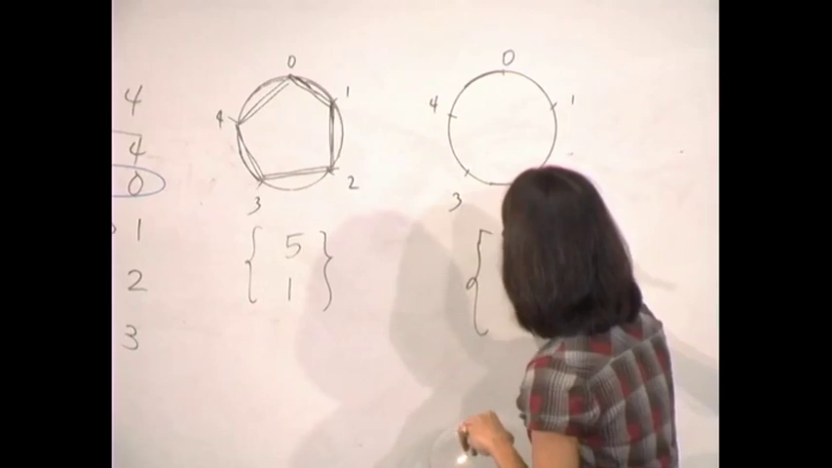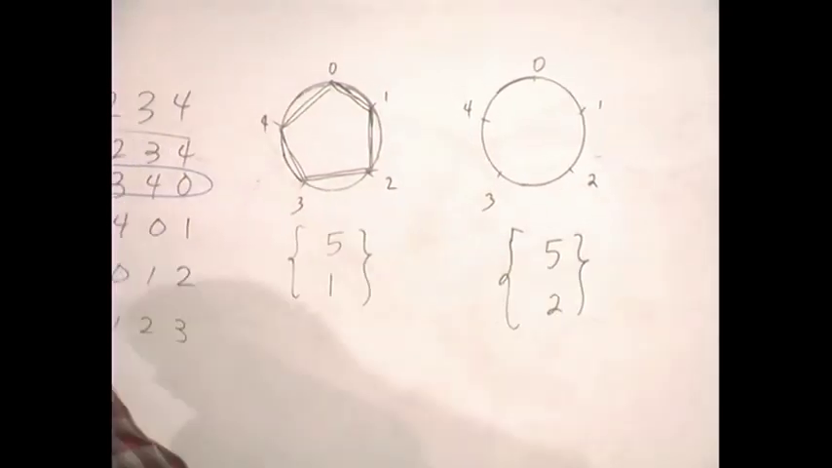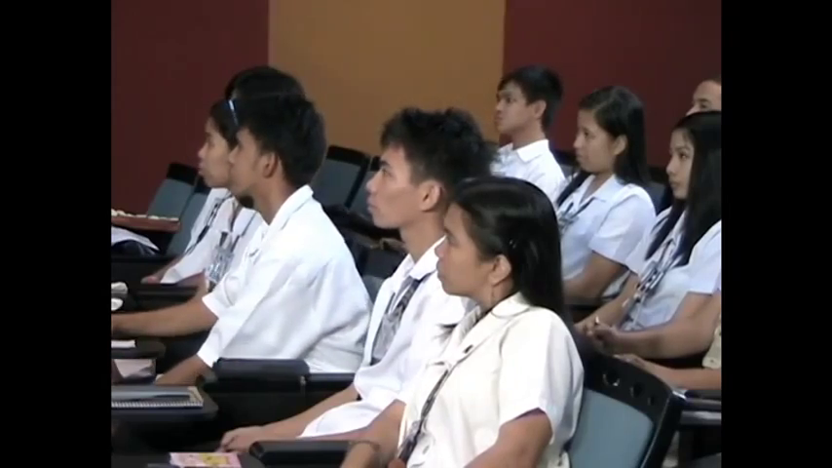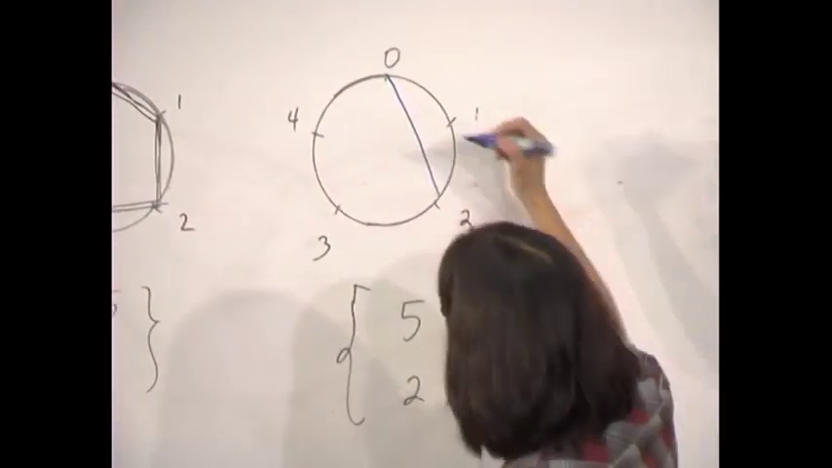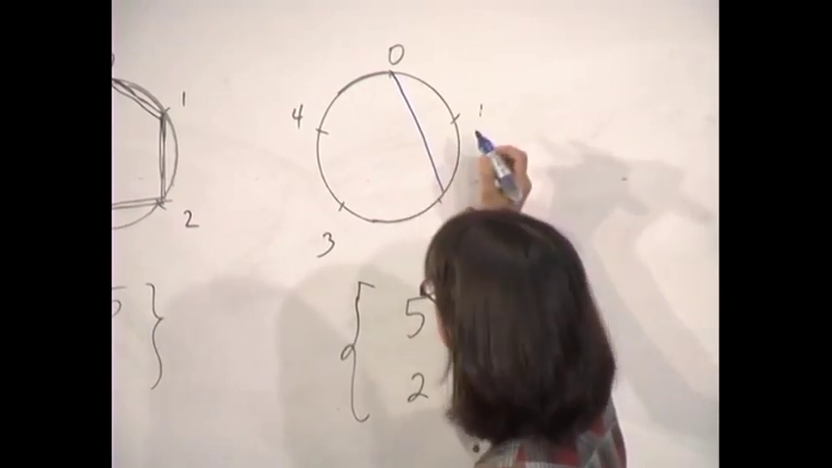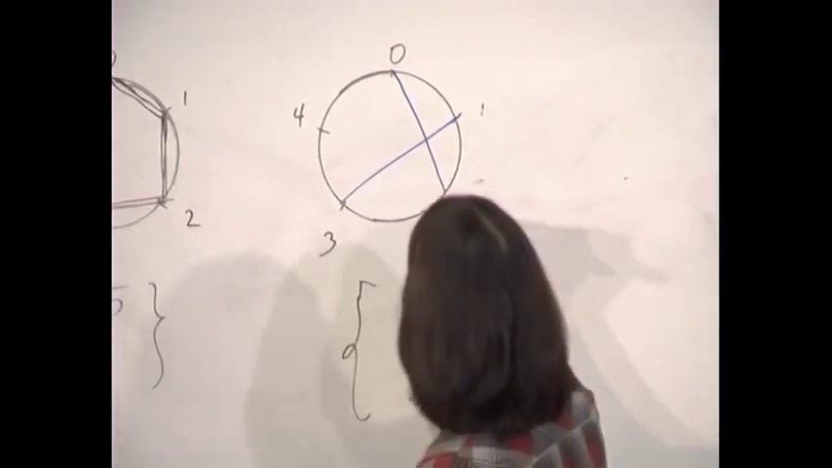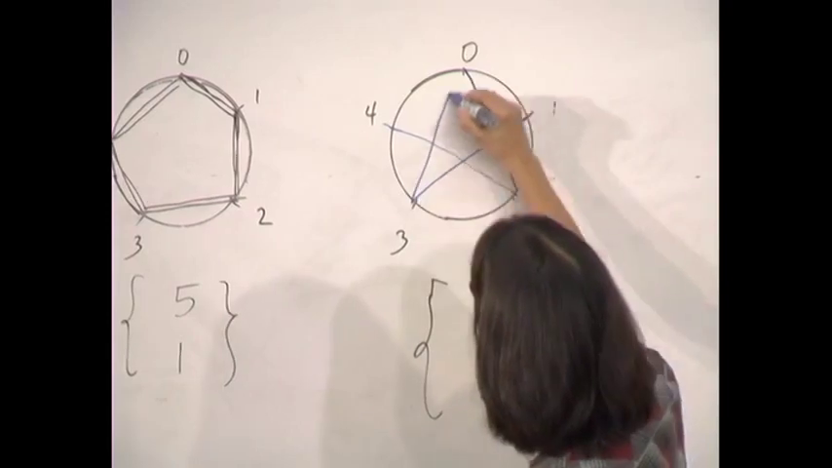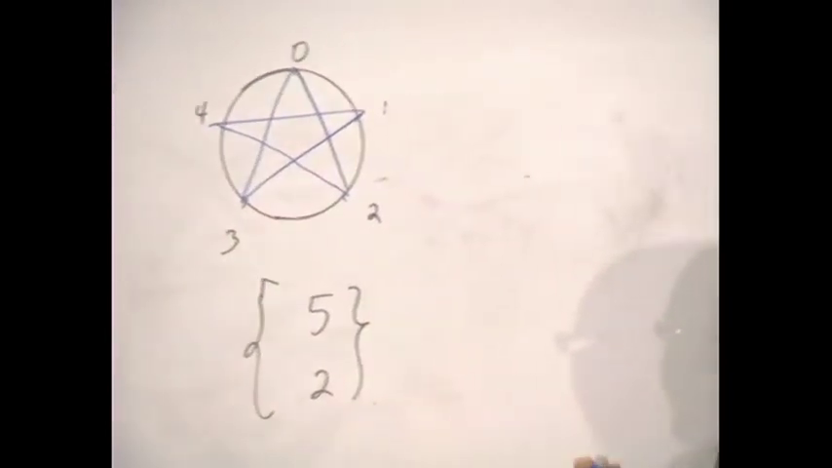So our modulus is 5, our addend is 2. So we will concentrate on this portion of the table. So to whom shall I connect 0? Okay, 0 will be connected to 2, and then 1 will be connected to 3, and then 2 will be connected to 4, and then 3 will be connected to 0. What do you think will be formed? 4 will be connected to 1. So this is the graph for 5, 2.